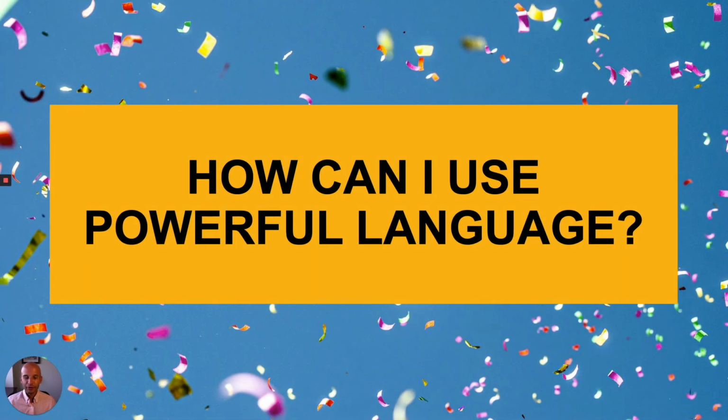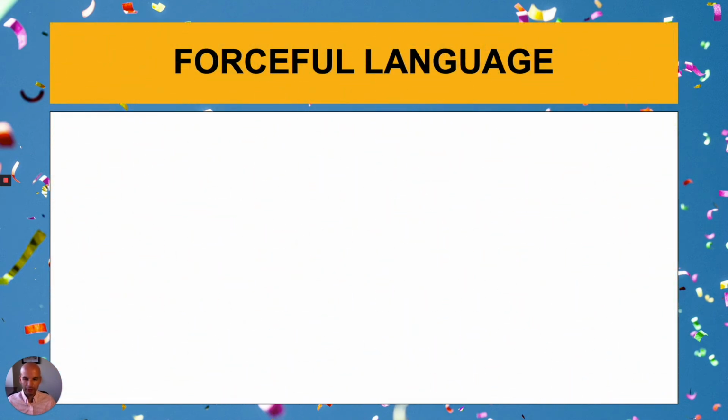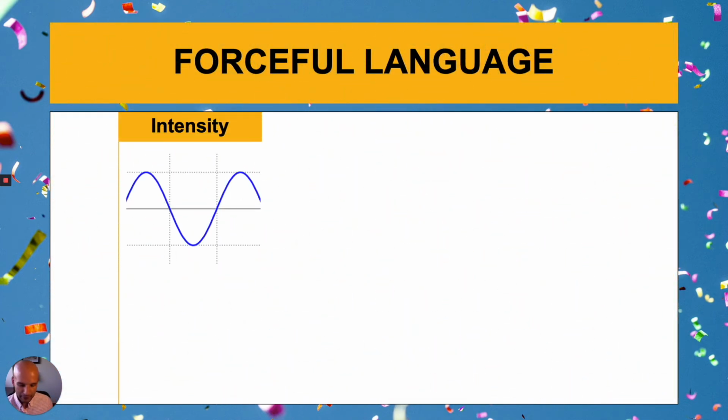Next, how can I use powerful language? Well, there's 3 aspects of forceful language. First, you have intensity. Intensity is the degree to which a speaker's attitude deviates from neutrality. Intense language is extreme and forceful as opposed to being very, very light.